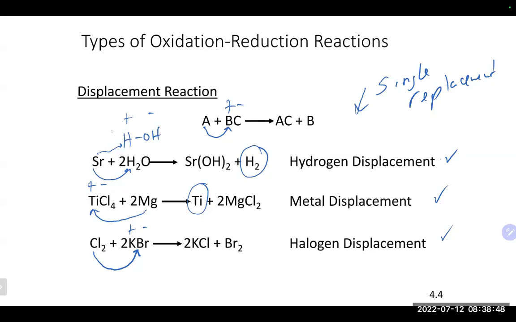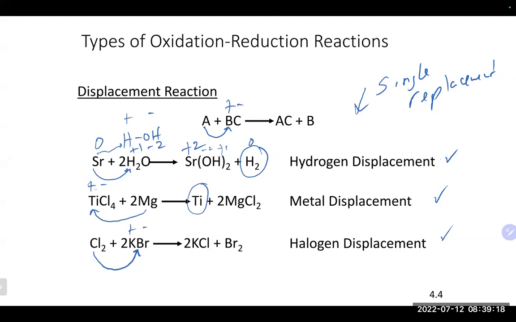In the case over here, the strontium is 0, the hydrogen is +1 and -2. On the right-hand side here, the strontium is +2. And then we have our -2 and +1 and 0 happening here. So we have our strontium going from 0 to +2, so being oxidized. Our hydrogen going from +1 to 0, being reduced here.